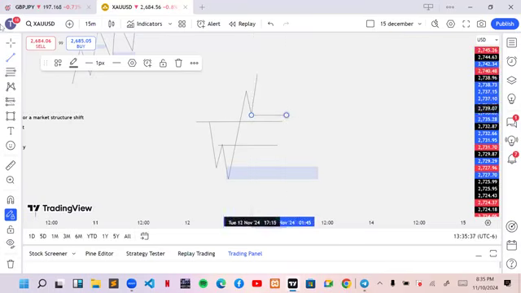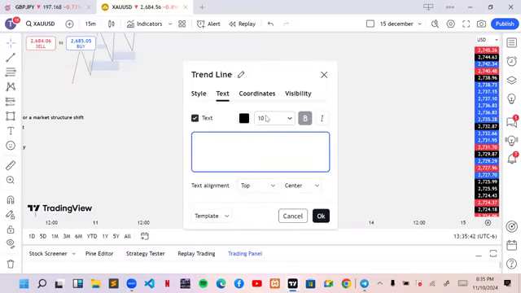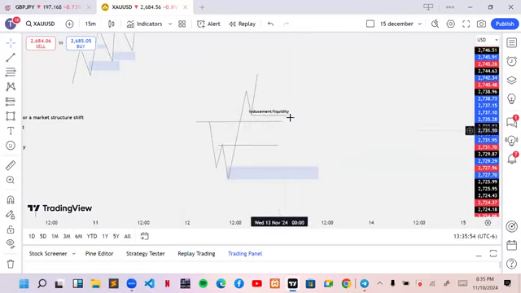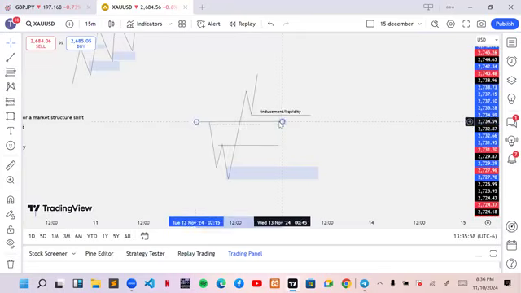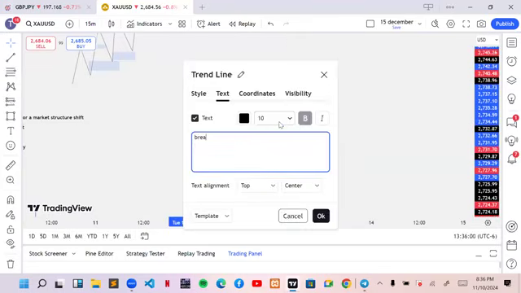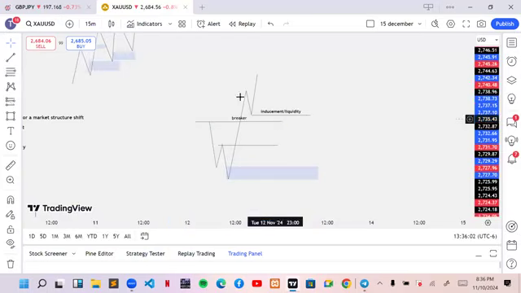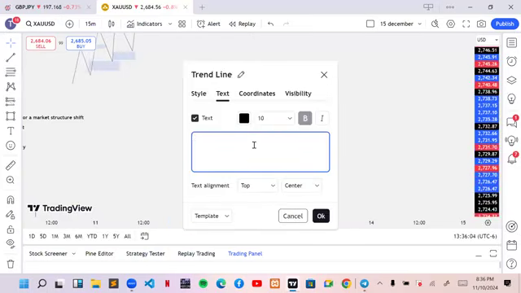So knowing that this is your inducement, what is your inducement? Your inducement is your liquidity, which is also the first pullback that market makes after a break of structure or a market structure shift. So this is your pullback, your liquidity. So this is your inducement here. So now this is a point of interest breaker. Understand? This is also another point of interest breaker.